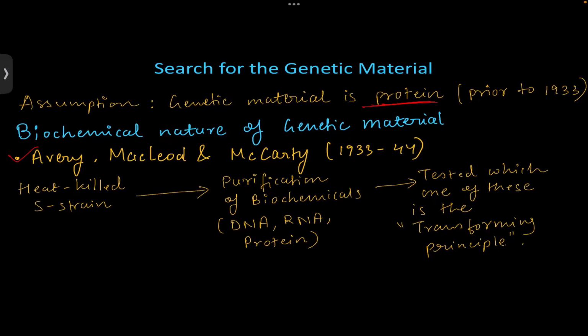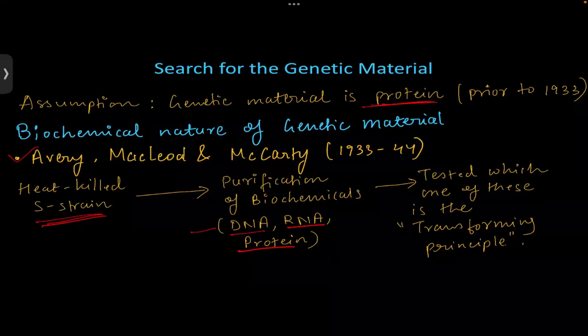So they took heat-killed S-strain Streptococcus pneumoniae bacteria, and from the dead bacteria, they purified all the biochemicals which are present: DNA, RNA, and protein. These three biochemicals were purified and tested one by one, to propose which could be the transforming principle, or which could be the genetic material causing the transformation of live R strain to live S strain.